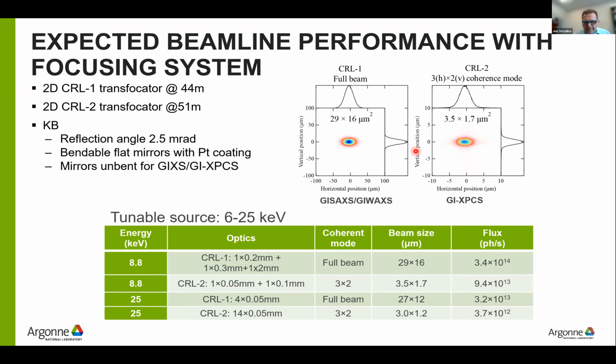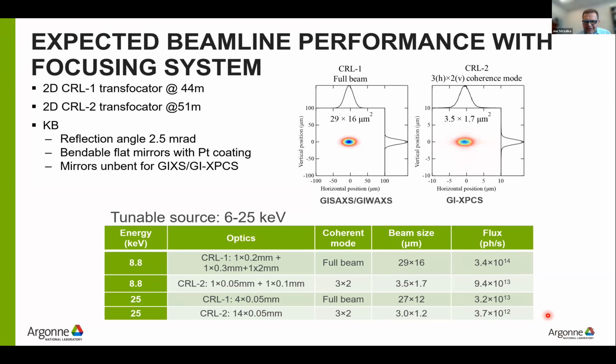Or we can restrict the beam coming in and focus for more suited for the small spot size needed for XPCS. And then we'll be able to achieve a focus of about 3 microns by less than 2 microns in that case. And you can see these are somewhat energy dependent numbers. And then these fluxes are the expected flux once full operation is achieved.